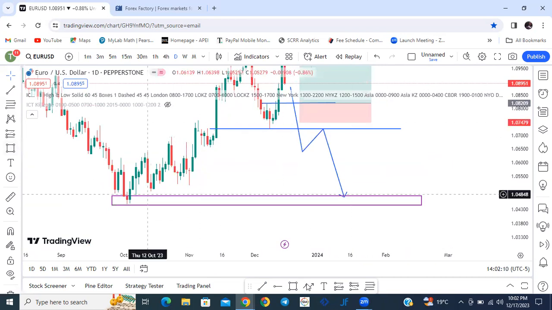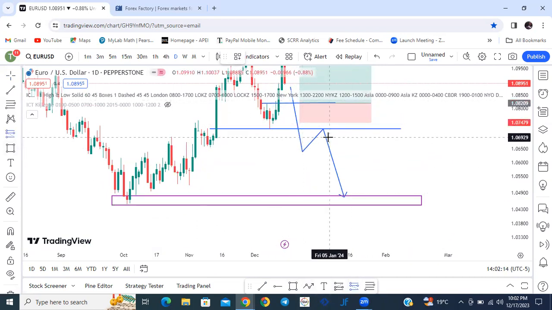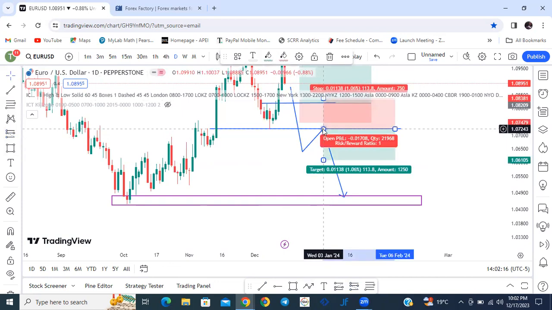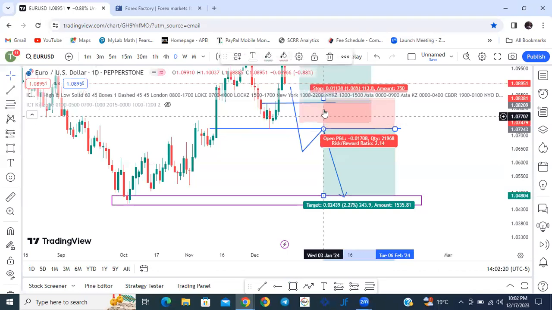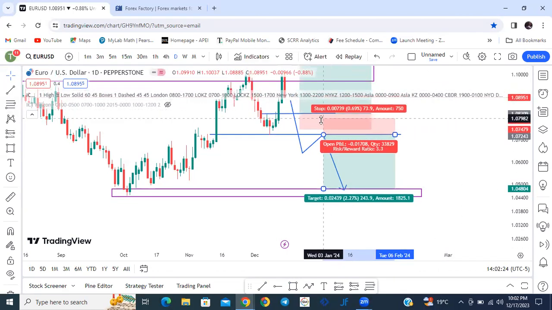Or then we might see a breakout. Once we have this breakout, we'll be looking to take our sell entry from this level. Then we have maybe a stop loss around that point.